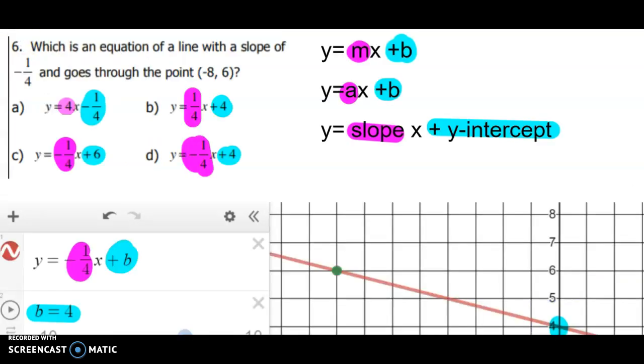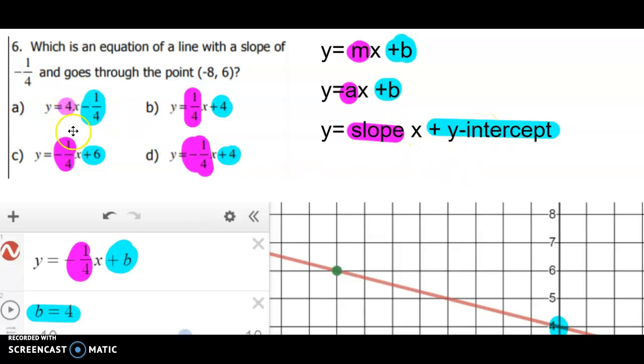All right, number 6. Got a lot going on, guys. It says, which is an equation of a line with a slope of negative 1/4 and goes to the point (8, 6)? So if I look over here, you might be used to people saying y equals mx plus b or y equals ax plus b. Either way, m or a means the same thing, and it means my slope. Okay, my b is my y-intercept. So in an equation, I have y equals my slope, my x, and my y-intercept.